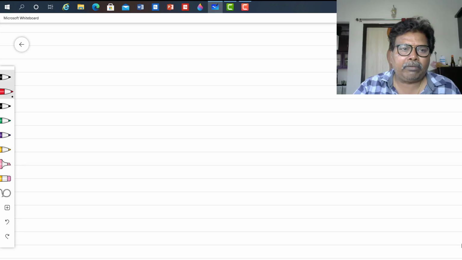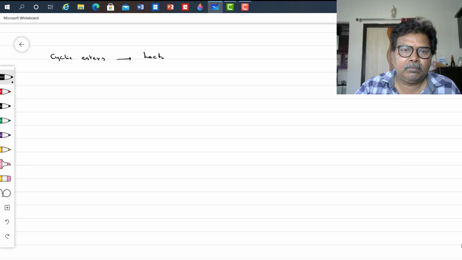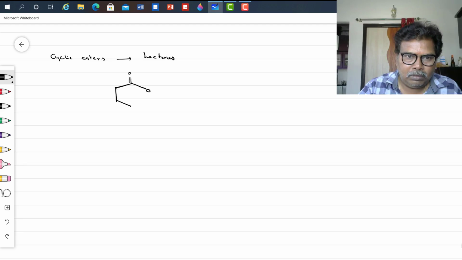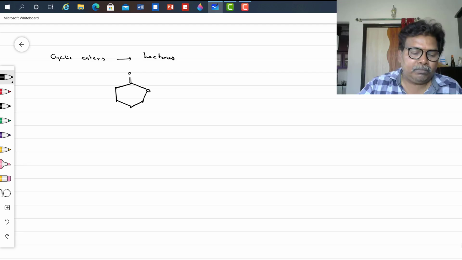Generally, cyclic esters are called lactones. C double bond O. So these compounds are called cyclic esters. They are in ring structure. Such esters are called lactones.